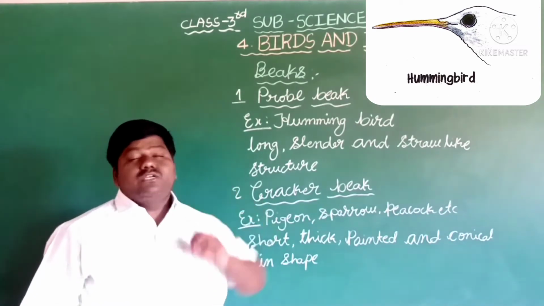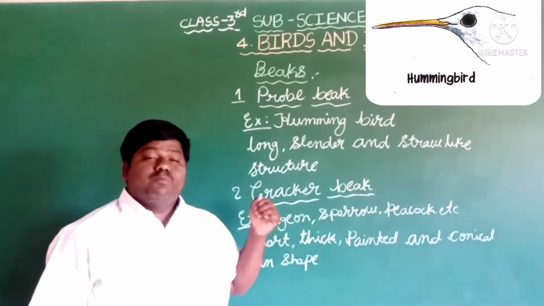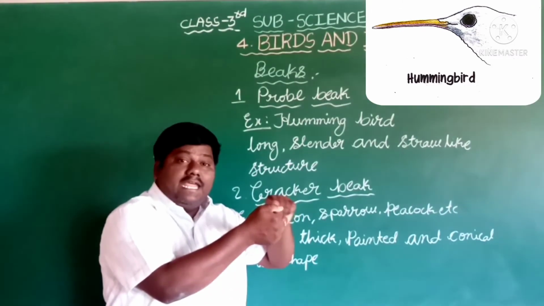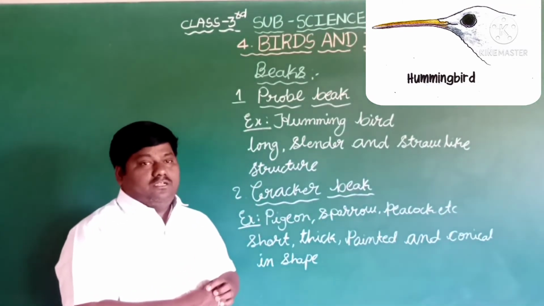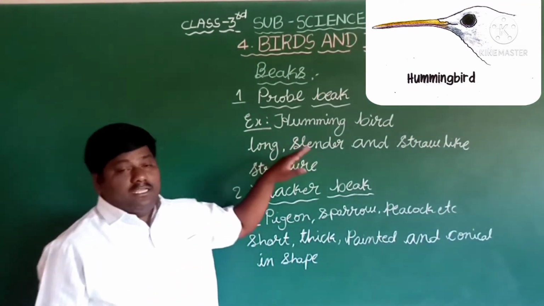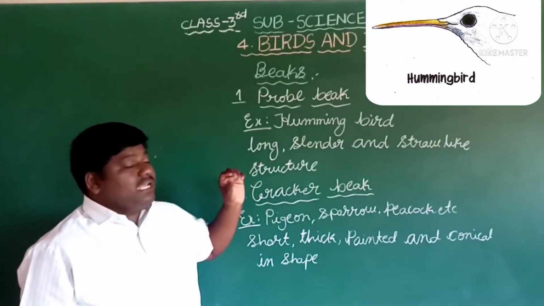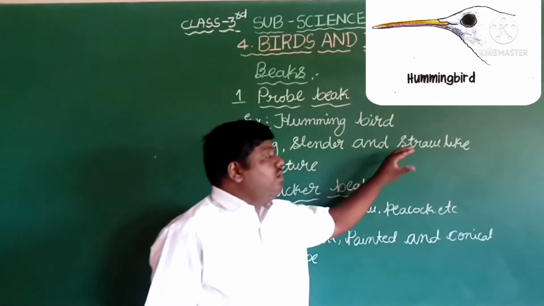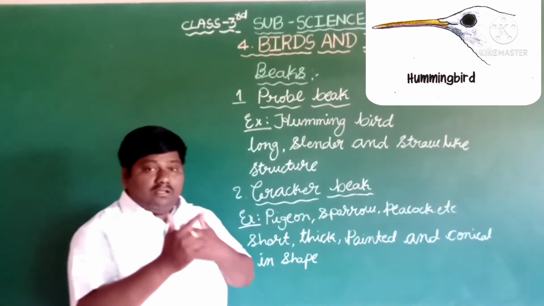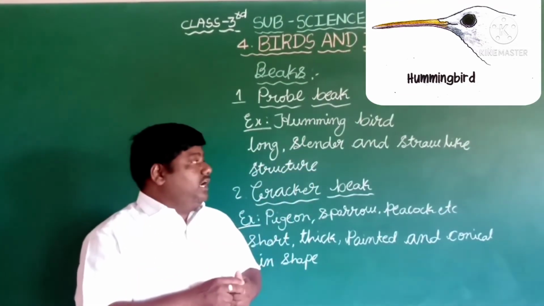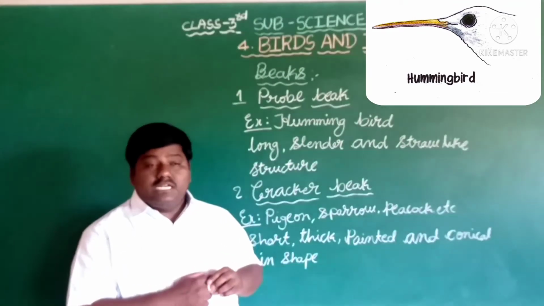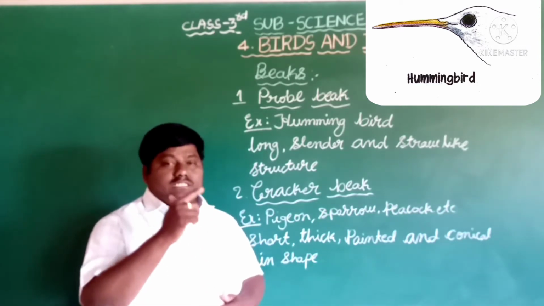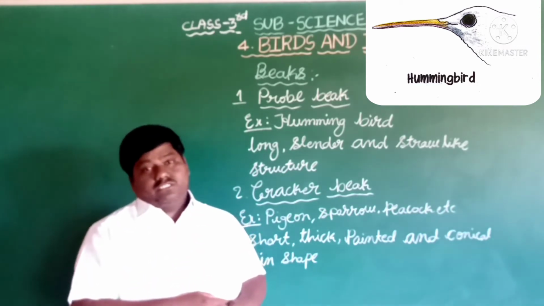Okay, here already you know that hummingbird is the smallest bird in the world. See, it can sit on our nail also, like that. Here, observe what is the structure of the beak. They have a long beak, slender and straw-like structure. Slender means thin. Dear children, all of you observe in the picture. They have a thin, slender and straw-like structure.